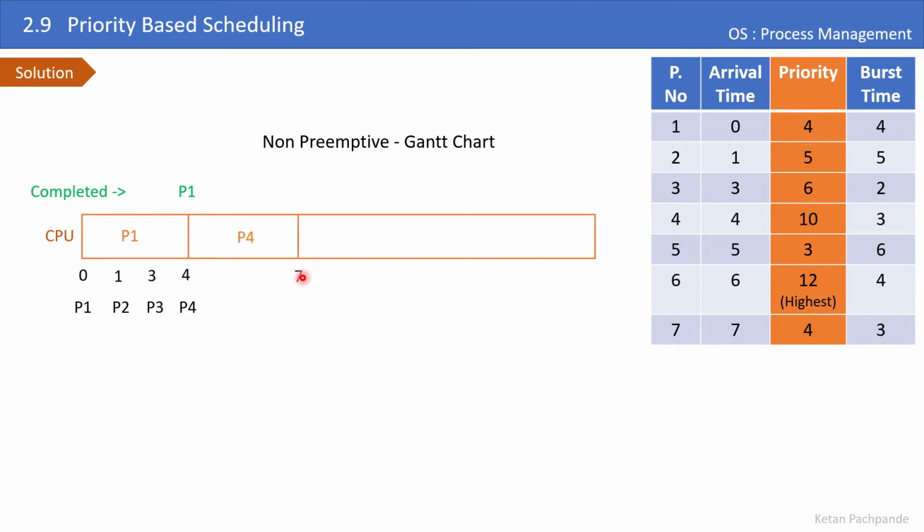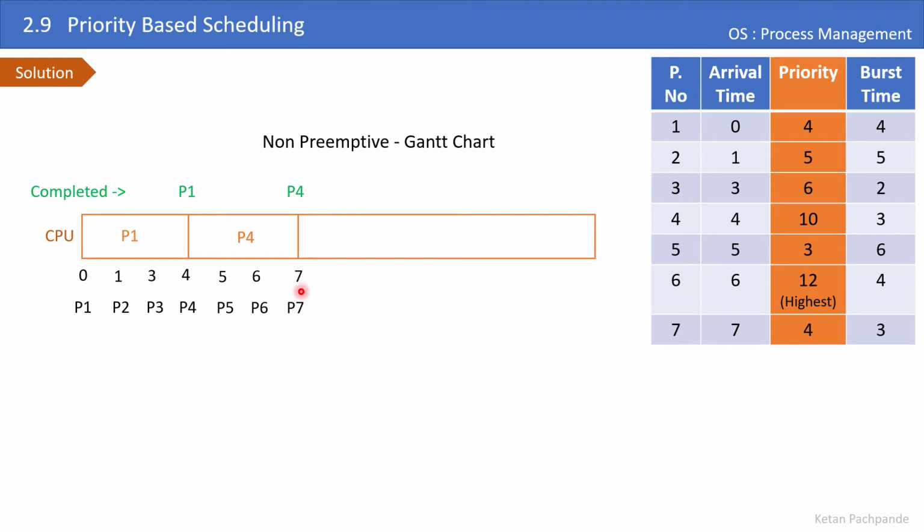It will take 3 time units as per the given chart. The burst time of P4 is 3 time units. So from 4 to 7 it will run and it will finish at 7. While it is running, at time t equal to 5, process P5 arrives. At time t equal to 6, process P6 arrives. And at 7, P7 arrives.